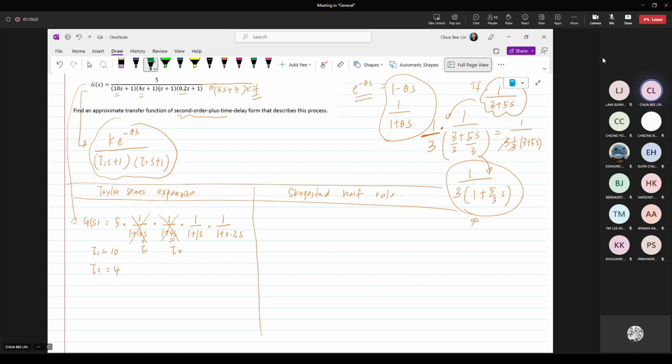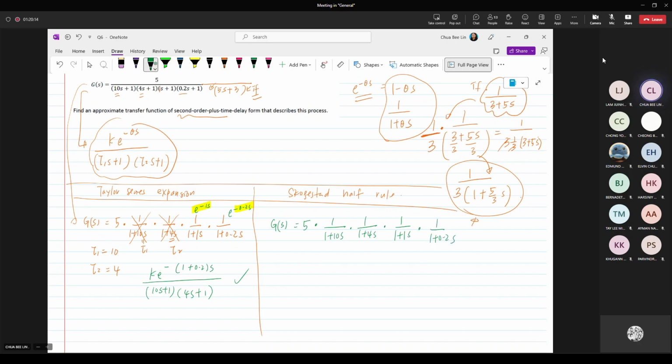So left with this e negative 1s, e negative 0.2s. So you'll have K e negative plus this one and this one: (1 plus 0.2s) over (10s plus 1)(4s plus 1). Done. Taylor series expansion. Then for the Gojover method, you repeat the same. G(s) equivalent to 5 multiplied with 1 over 1 plus 10s, 1 over 1 plus 4s, 1 over 1 plus 1s, 1 over 1 plus 0.2s.